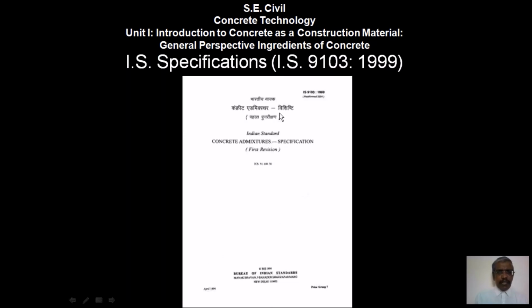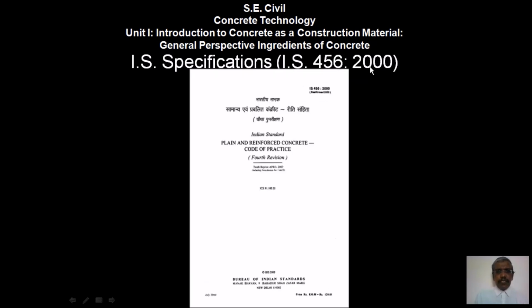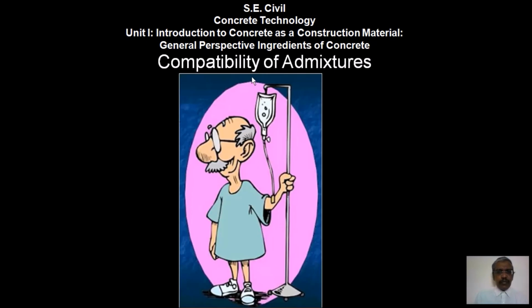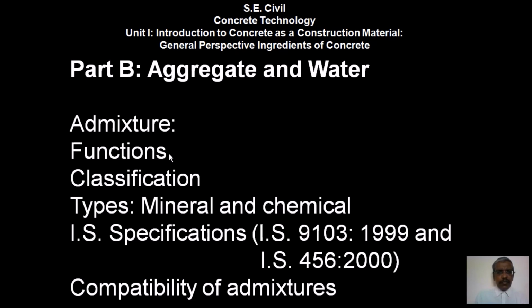So IS specification, IS 9103 1999 is the Indian standard code for the concrete admixture specifications. And IS 456 2000 is the Indian standard plain and reinforced concrete code of practice. Here it is giving the guidelines for the admixtures. So compatibility of the admixture is that it should be compatible, like saline to a person. It should not have a higher dosage. So we have seen admixture, functions, classification, types, mineral and chemical, IS specification and compatibility of the admixtures.